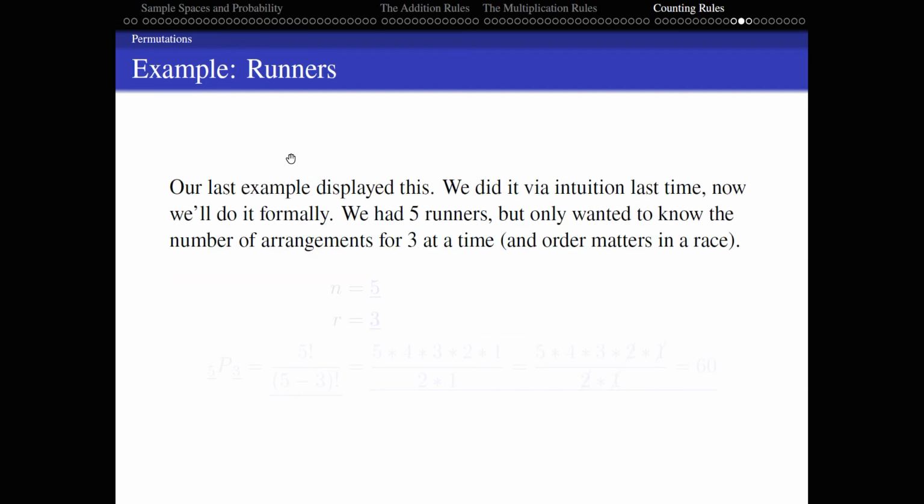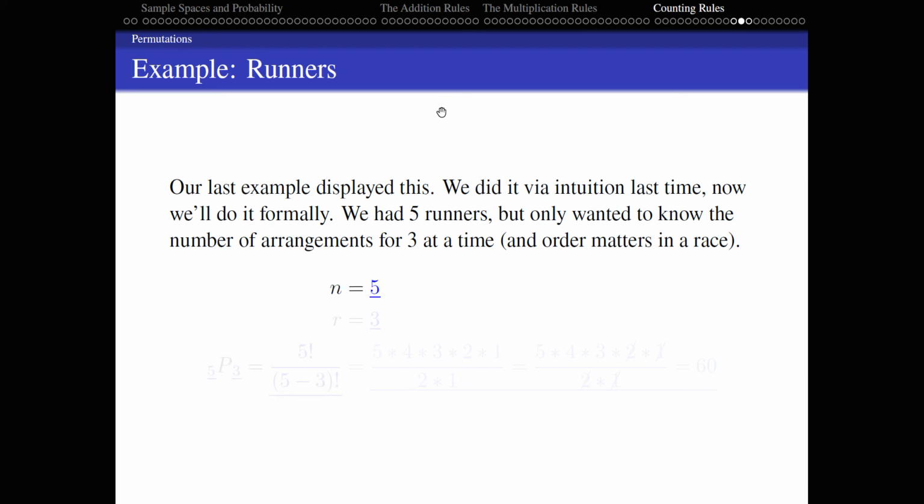All right, for example, the runners. Last time we talked about this, but now we'll use the formula. So last time we said we have 5 runners. We're looking at the top 3 places, and we actually calculated that out using our intuition. Now we'll use the formula, though. Have 5 runners. Want to look at the number of arrangements for 3 at a time. And again, in a race, the order in which you come in matters. It matters if you get first place versus second place. There's a difference.